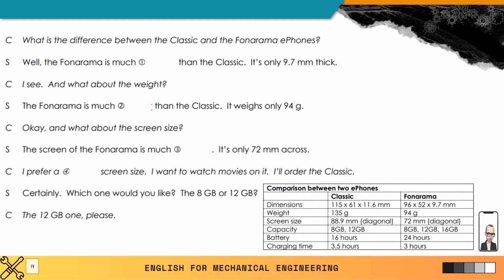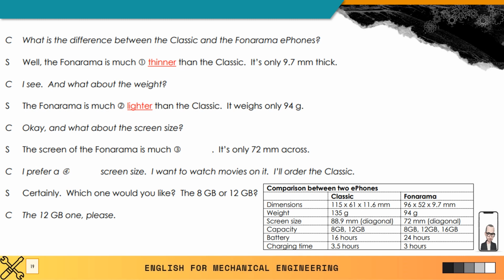Now, let's see if we can now compare the different types of phones right here, classic and phonorama. These are just fictional made up phone names. So what's the difference between the classic and the phonorama phones? Well, the phonorama is much thinner than the classic. It's only 9.7 millimeters thick. I see. And what about the height? The phonorama is much something than the classic. It weighs only 94 grams. Lighter, of course.